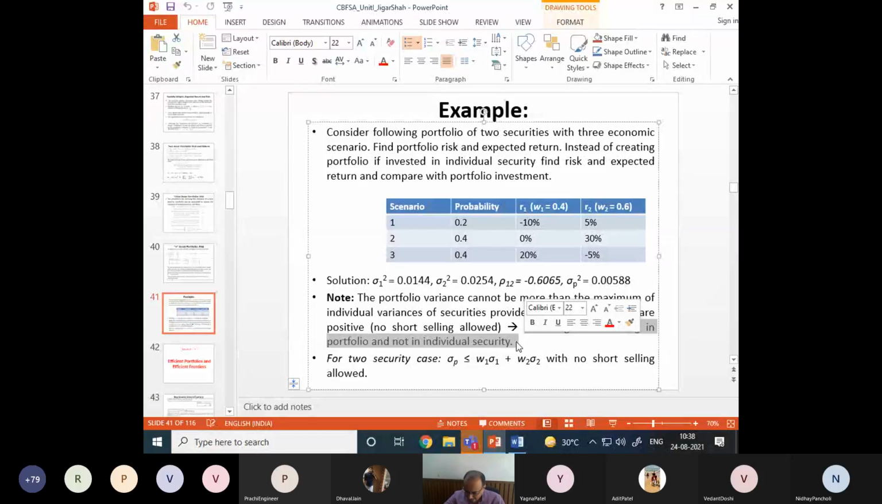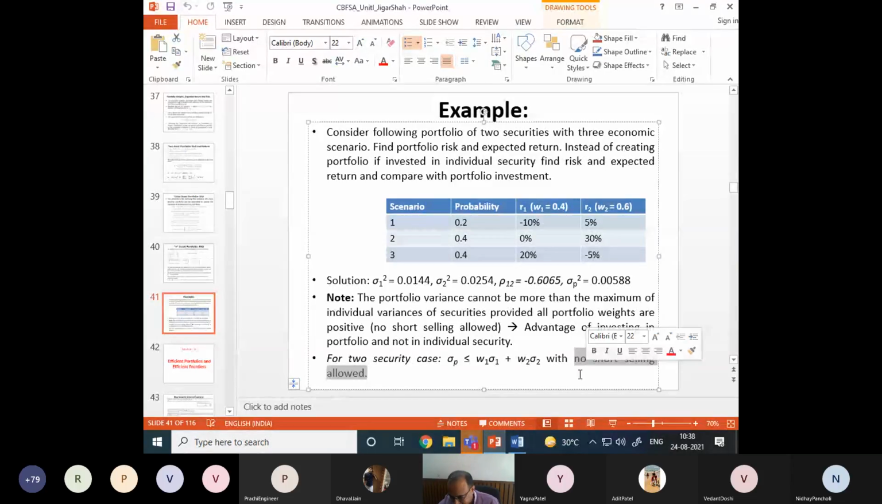So I hope you understand. And with two securities, we can always write like this: sigma p is less than or equal to W1 sigma 1 plus W2 sigma 2. Condition: no short selling allowed. Short selling is done by traders frequently, which increases the risk. So if we possess only the securities in a long position, then the risk of the portfolio is always less than the risk of the individual securities. So I hope you go through it and understand this philosophy, right? So we always now study the portfolio investment, not the security investment. OK, I hope you understand it.